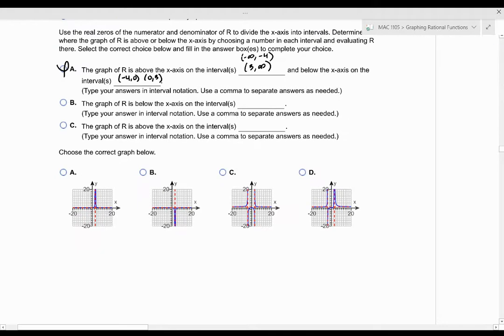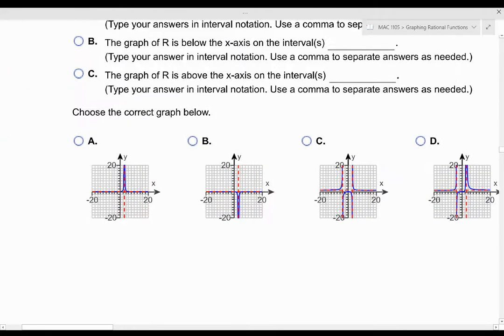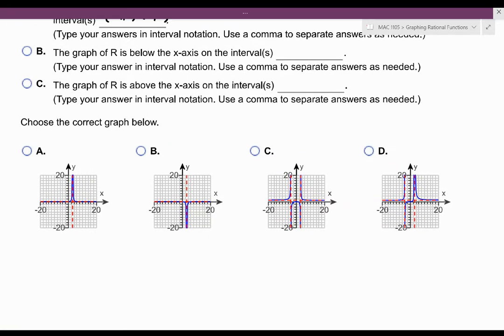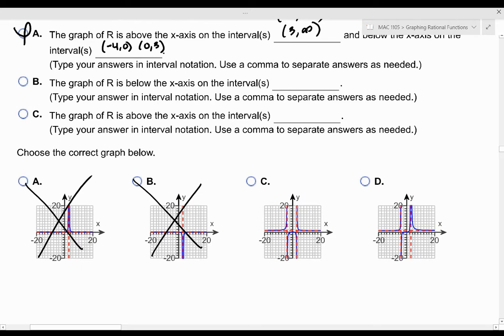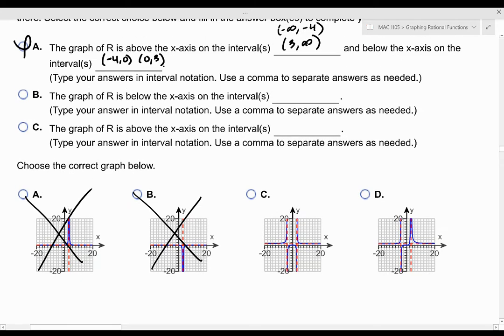All right, now for the last one, they want us to choose the right picture. We already know that we're going to have two vertical asymptotes, remember? So B and A are already out. And from our intervals, our graph should be above the x-axis between negative infinity and negative 4, and 3 to positive infinity. Are we above on this graph from negative infinity to negative 4? Yes, we are. And we should be above from 3 to positive infinity. Yes.